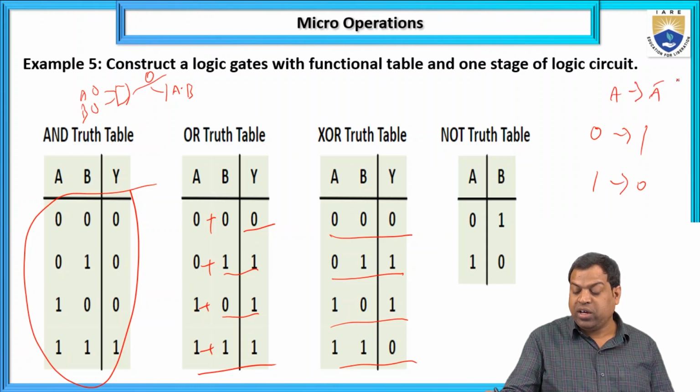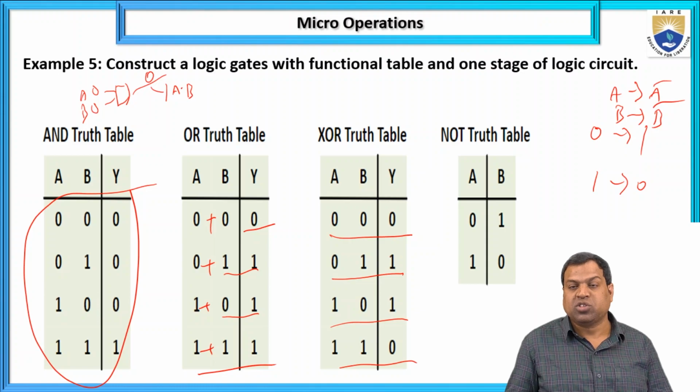If I am giving A, the output is A complement. If I am giving B as input, the output is B complement, that means B bar. It is also called the 1's complement. So it is a NOT truth table.